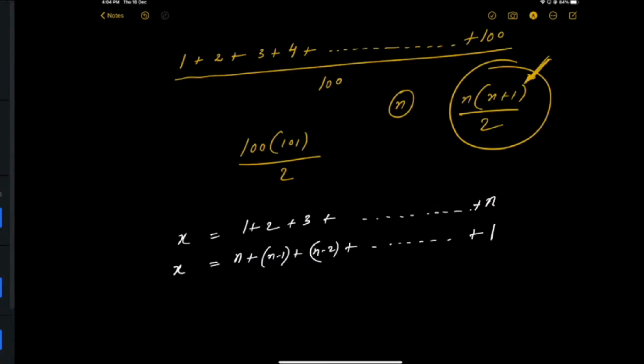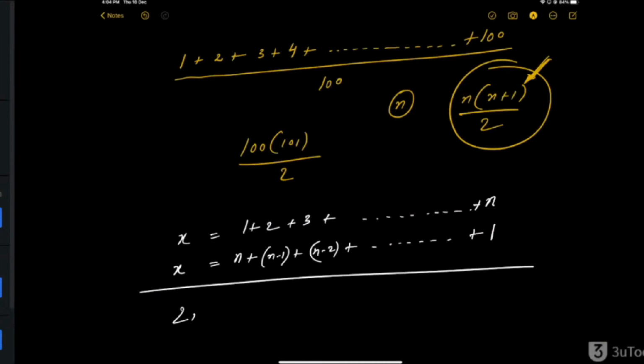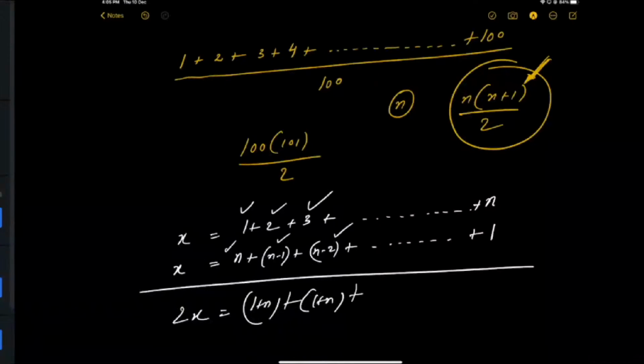So for example, 1 to 1000 he writes in increasing order first, and then he writes in decreasing order. So 1000 plus 999 plus 998 and so on. And if you add this, you'll get 2x here, and here you'll get 1 plus n. If you add these two, you'll get again 1 plus n. If you add these two again, you'll get 1 plus n, and so on.